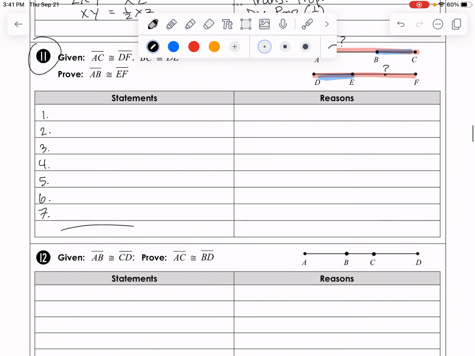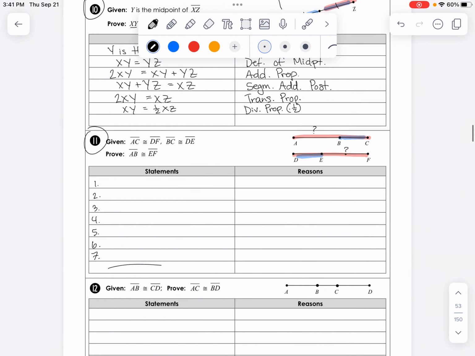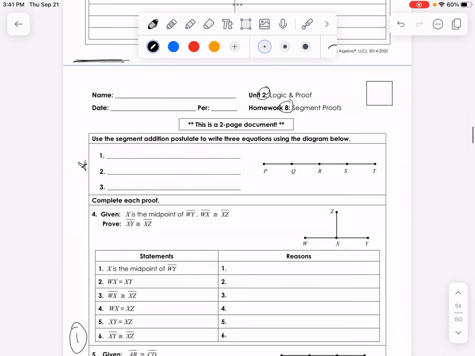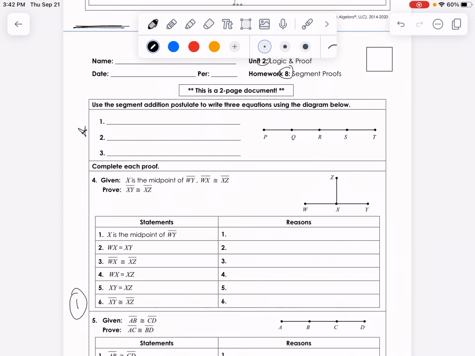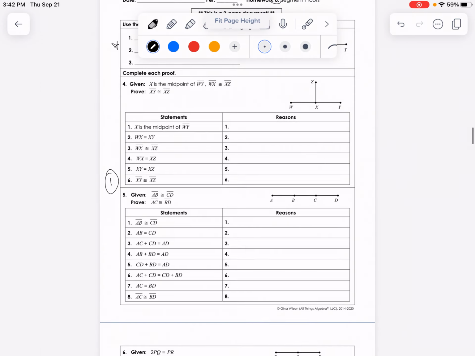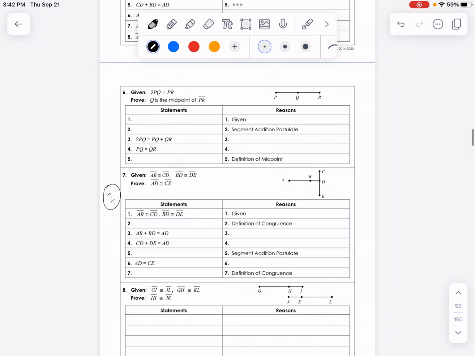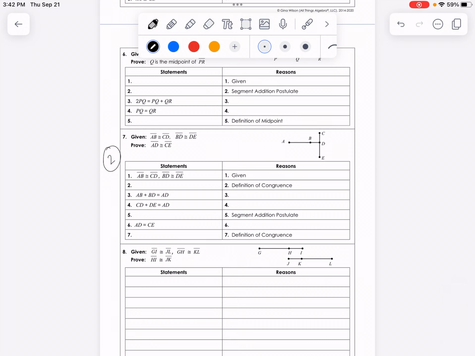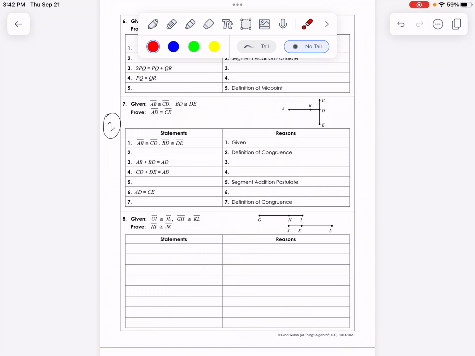What I'd like for you to do, when you're done with that, is compare with each other. You're welcome to compare your assignment on the next page. So Unit 2, Homework 8. You're going to complete numbers 1, 2, and 3. I'll give you just one problem on number 4 and 5 where you have completed statements but not completed reasons. And then on the back side, there are 3 problems. I want you to complete 2 of them. You're welcome to do the ones that are partially complete, where you have some statements, some reasons, but fill in those blanks. Same thing here. Or you're welcome to challenge yourself and complete it all.